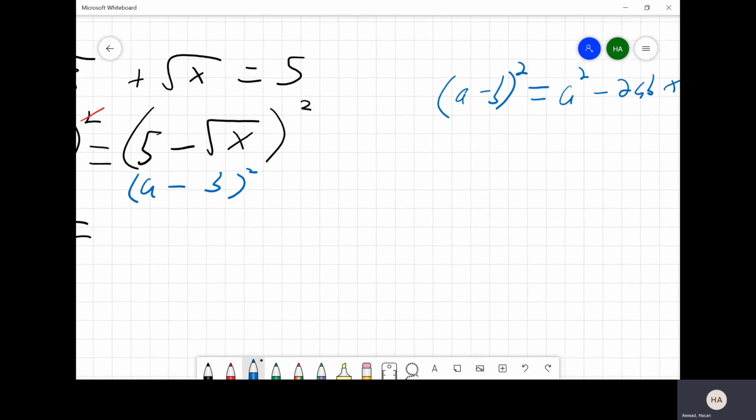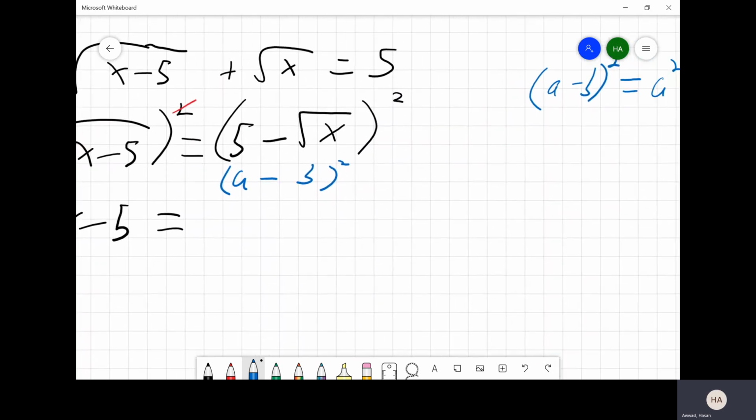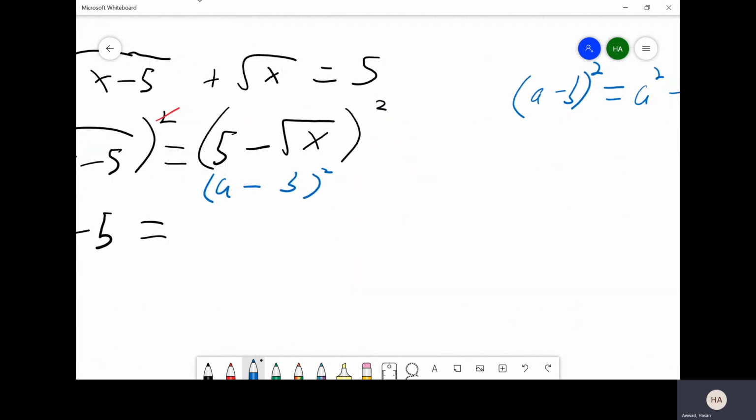Okay, so what does this mean for our blueprint? Well, it essentially just means, well, a squared is 5 squared, right? So 5 squared is 25.